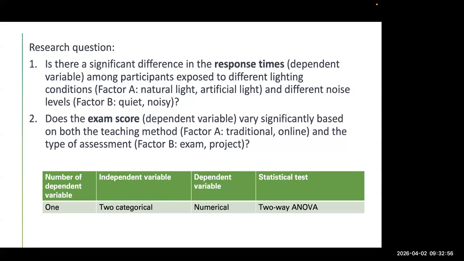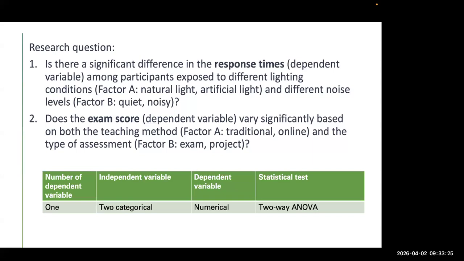If you just want to see factor A toward the response time, you have to use one-way ANOVA. But now I have more than one. I want to see factor A, either natural light or artificial light, and different noise, either quiet or noisy. So with these two factors, I only have one dependent variable, which is response time, numerical. So I have to use two-way ANOVA.